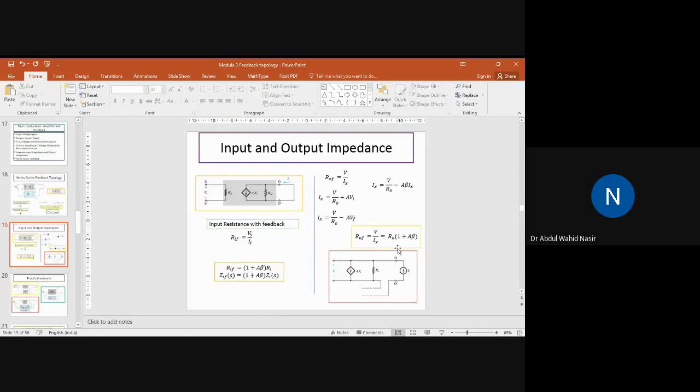RO into 1 plus A beta. Now again you can see that at the output side also, if you have negative feedback, then the output resistance is increased by a factor of 1 plus A beta. That means without feedback you have the output resistance R naught, but with feedback you have the resistance R naught multiplied by 1 plus A beta. Clear? So here we also have the improvement.